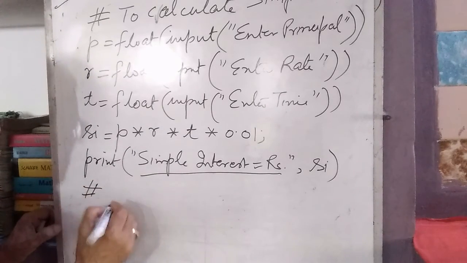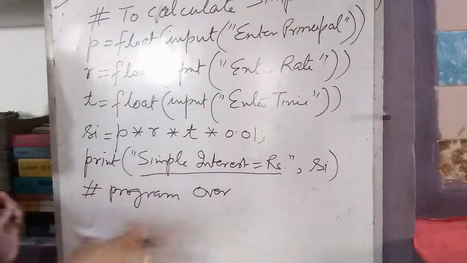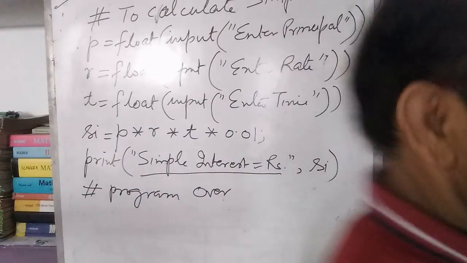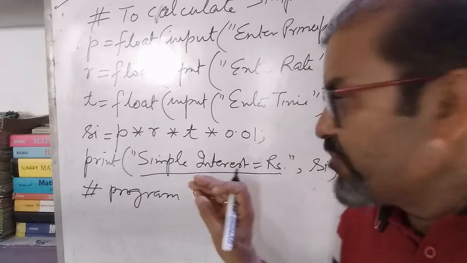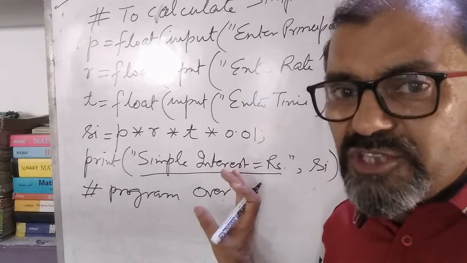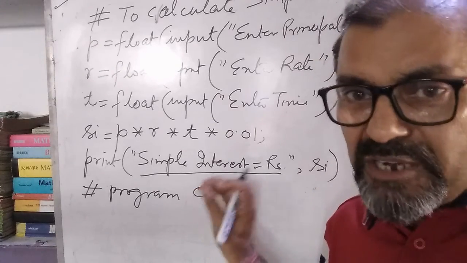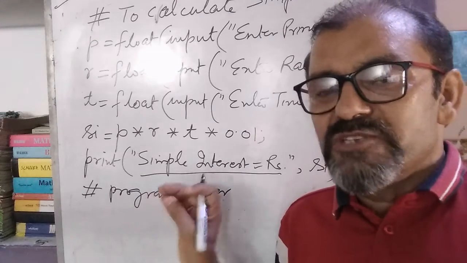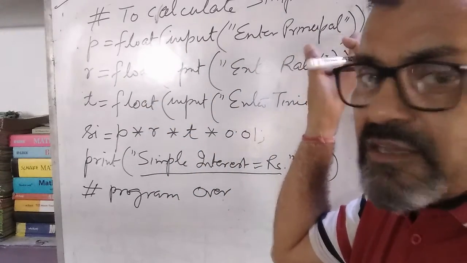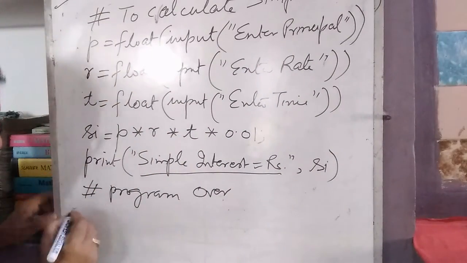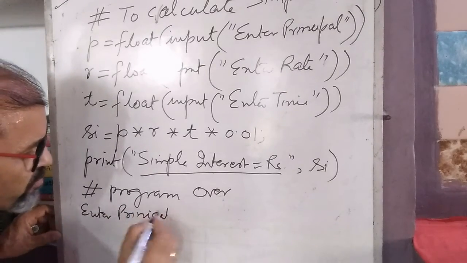You can put a comment: program over. Once you store it in some file name dot py, say simpleinterest.py or simple.py, you will store it as a file. After that you will execute this program by pressing F5. F5 is the shortcut for it. To run it, you will press F5. Once you press F5, it will prompt first enter principal, then the cursor will be blinking after that. After execution it will ask us to enter principal.